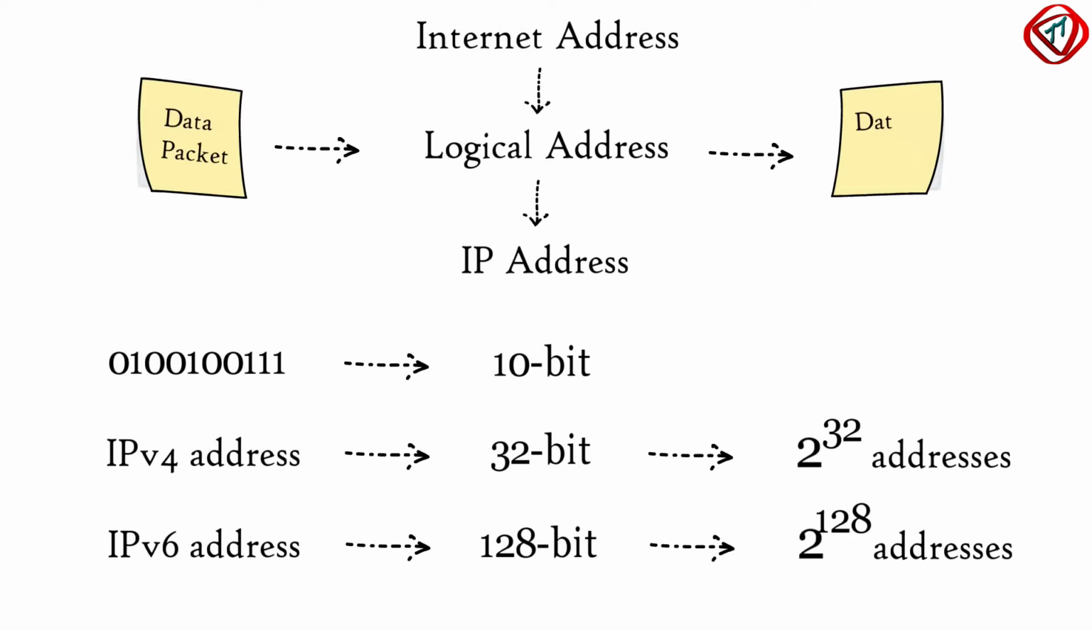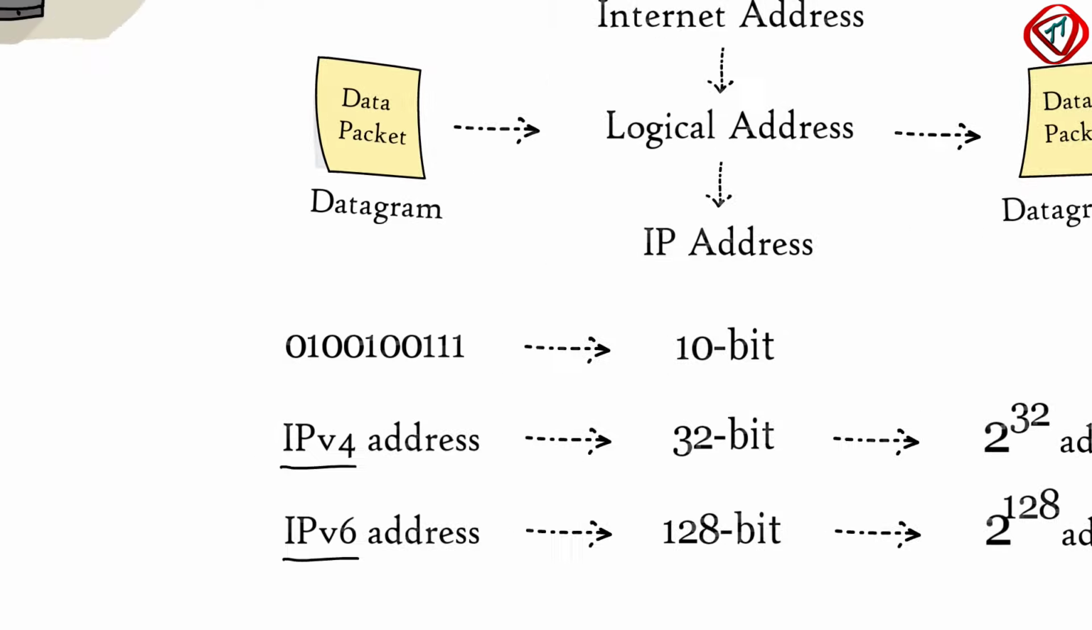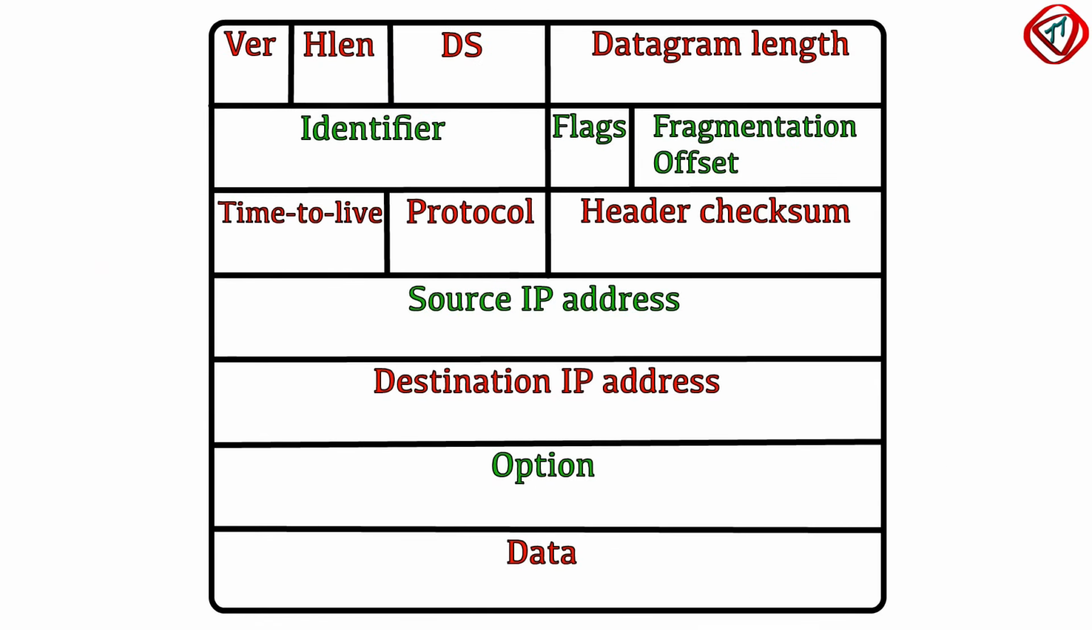Please note that the data packets in the network layer are called datagrams. Based on the version of internet protocol used, there are two types of datagrams, IPv4 datagram and IPv6 datagram. Let's understand the format of IPv4 datagram in detail.